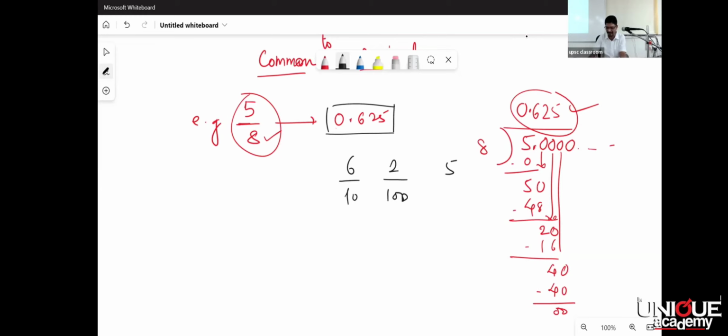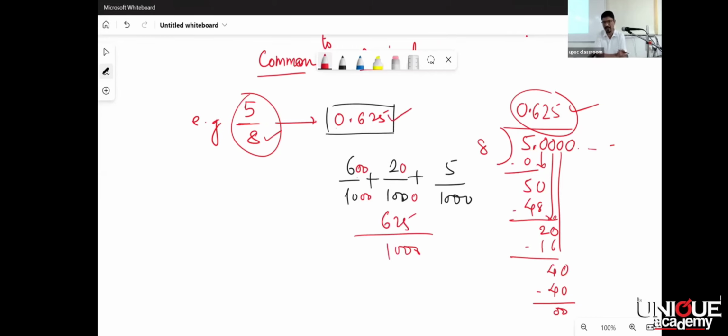So 0.6 means 6 out of 10, and 0.02 means 2 out of 100, like that. When we add these, to make the denominators equal, we multiply by 10 here and by 100 here. So the denominator is 1000, and in the numerator, 600 plus 20 plus 5, that is 625/1000. Is it clear to all of you?